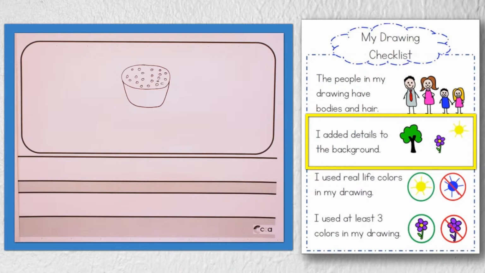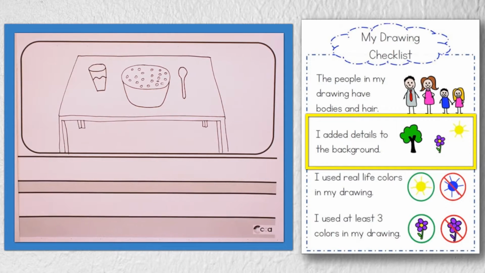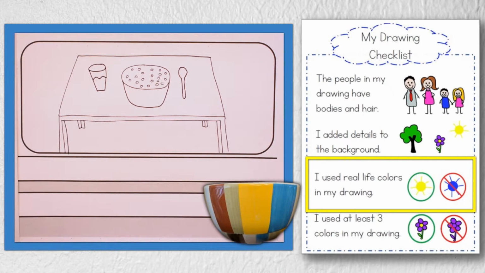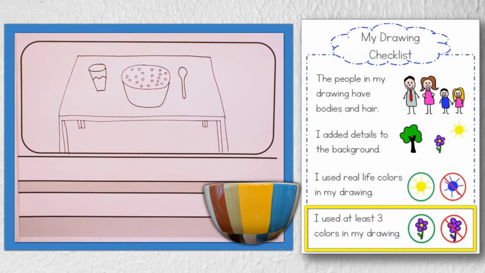I added details to the background. I think I'm going to need to add details. Right now, it looks like my bowl of cereal is just floating in the air. I can add a table, a spoon, maybe even a cup of juice. My drawing checklist also reminds me to use real-life colors. I need to think about what my cereal bowl really looks like. I also need to make sure I use at least 3 colors in my drawing.